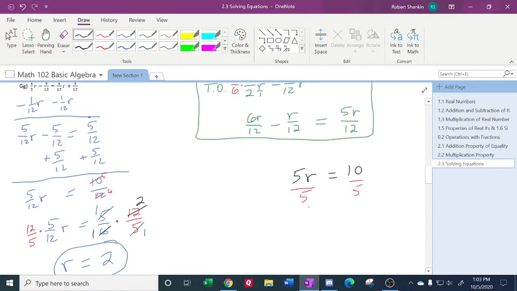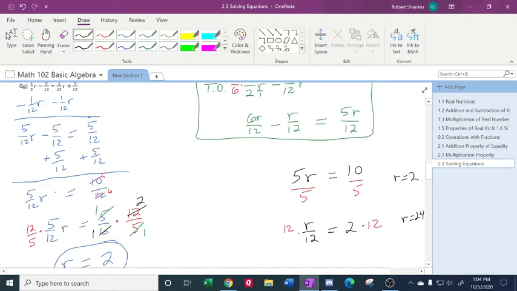Suppose it was r divided by 12 equals 2. What would I be doing to both sides? I'd multiply both sides by 12 to get my answer. So here the answer would be r equals 2. Here the answer would be r equals 24.